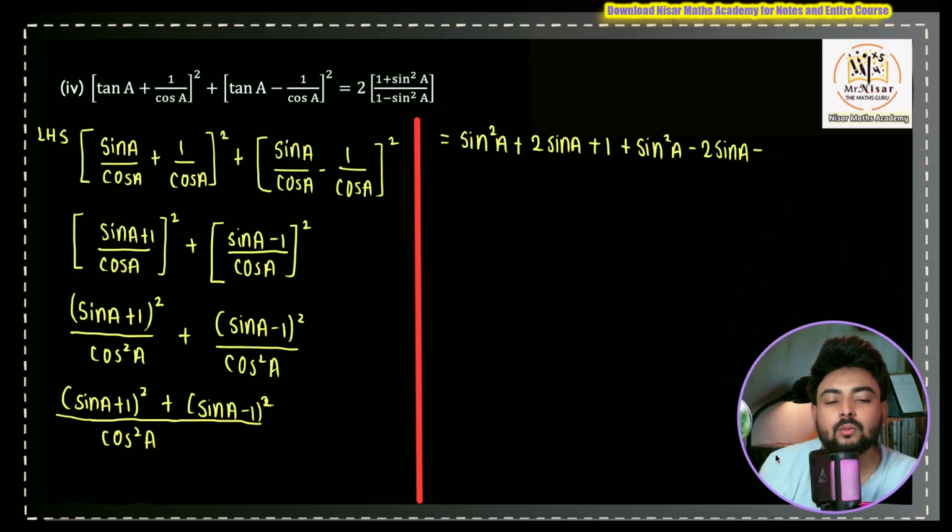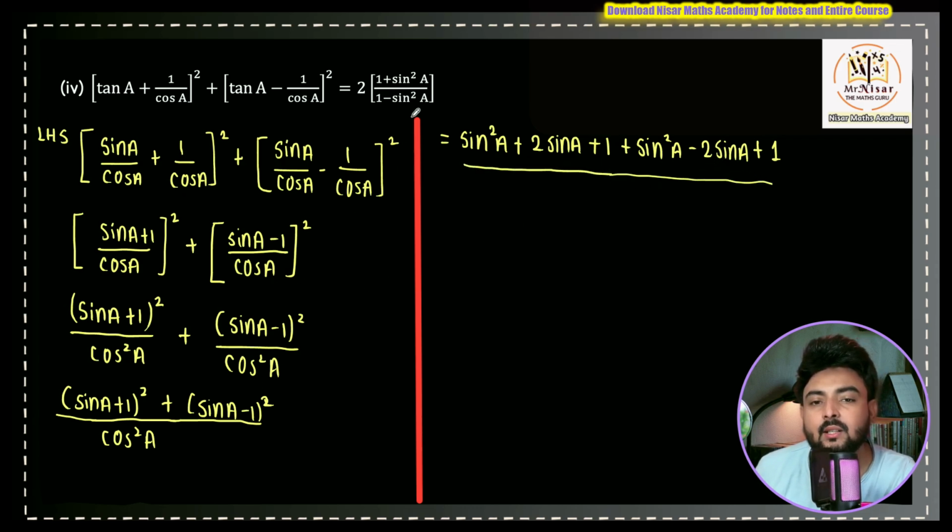I'll take it down. Minus 2ab plus b square, that is 1. And in the denominator we have cos square a. Children, now see, in the denominator here we have it in terms of sin. So I'll convert that cos into sin. It becomes 1 minus sin square a.